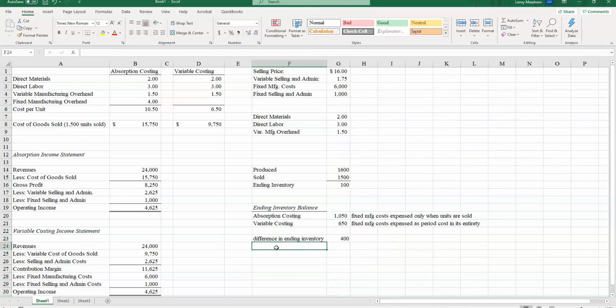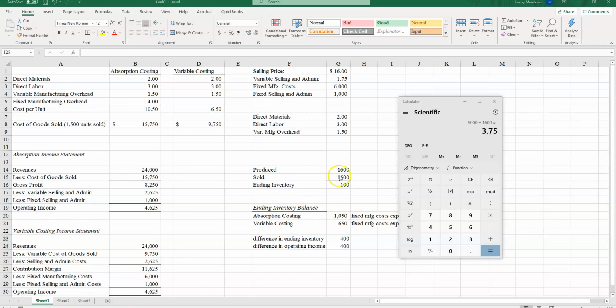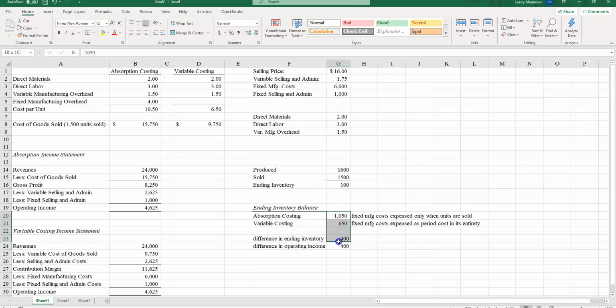And this will be the same difference in operating income if we compare between absorption costing and variable costing. So let's take a look here and redo this under variable and absorption costing. Now this is not going to be tied in, so we're going to change these numbers, because as we worked through this illustration, I was just using these numbers here to illustrate a principle.